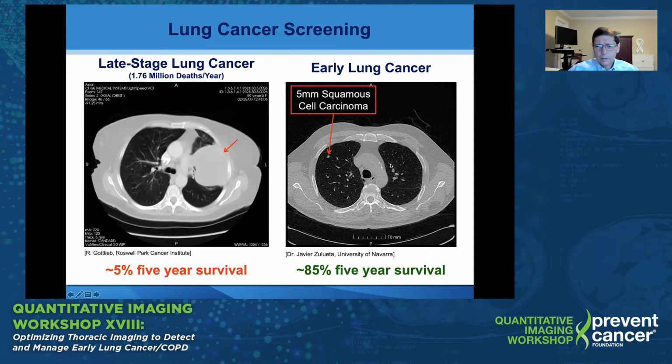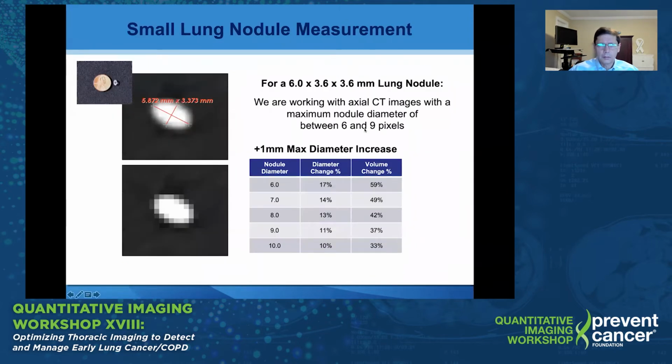But in order to be able to do that, we need to CT image 6 millimeter or 5 millimeter objects like these solid lung nodules you see here. And a really small change in diameter or volume can result in a big volumetric change. So it's really important that we get the imaging right. We're working with very few pixels, and it's important that we get the imaging right and highly calibrated so that these diameter measurements or volume measurements are done with high precision.